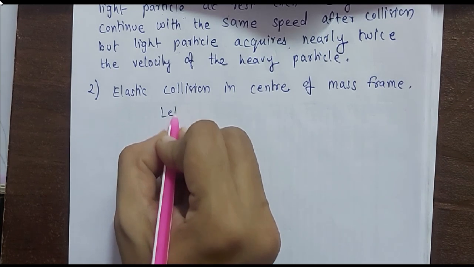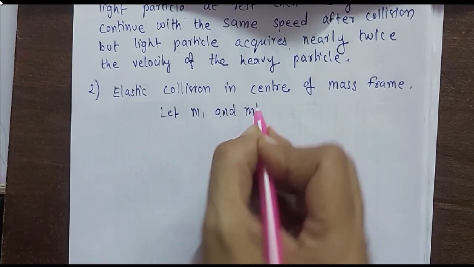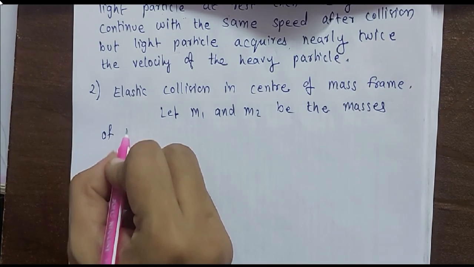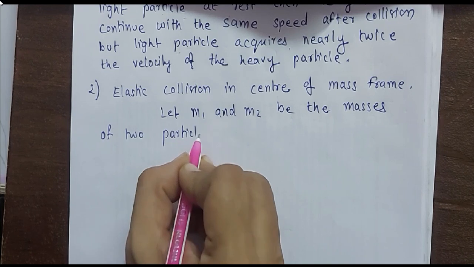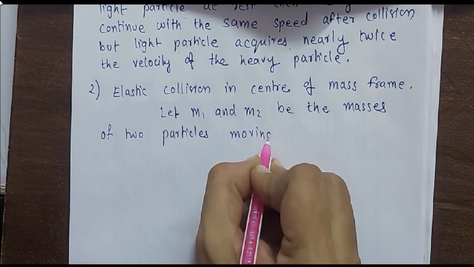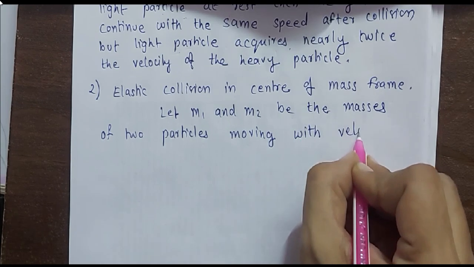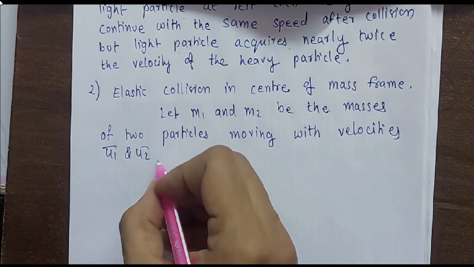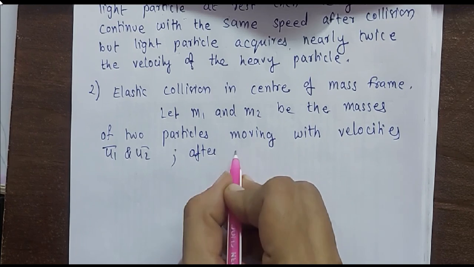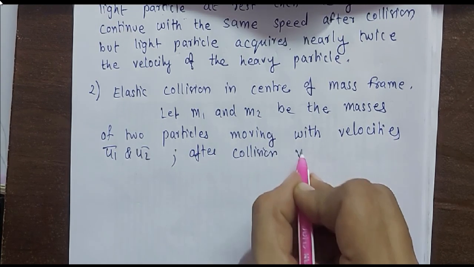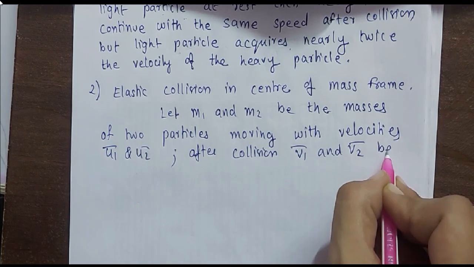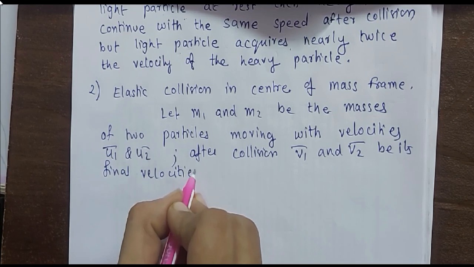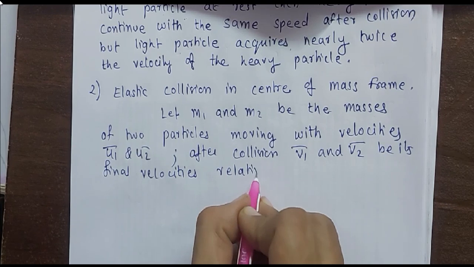For that, let m1 and m2 be the masses of two particles moving with velocities u1 and u2 before collision, and v1 and v2 be their final velocities after collision. Here very important, it is happening in the center of mass frame.